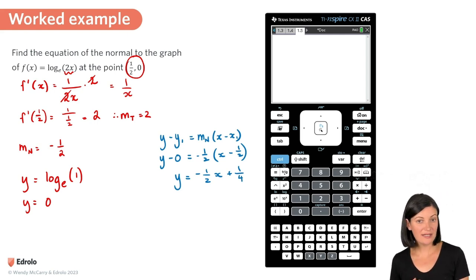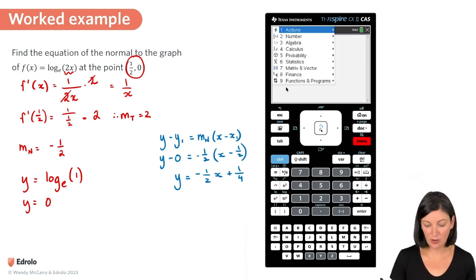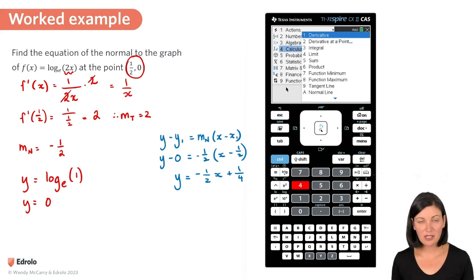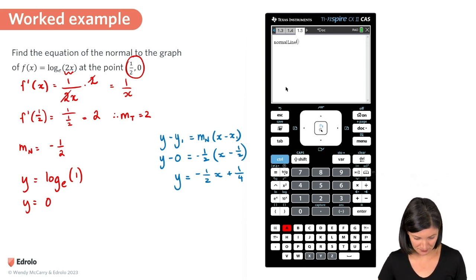Okay, so now let's compare that to what we get using our CAS calculator. So to do this on our CAS, all we're going to do is go into menu, go into calculus, and then go down to the bottom where it says A, normal line. So I'm going to choose option A, and that's going to give me the equation of the normal line. So now I need to put in for my function log of 2x base e.